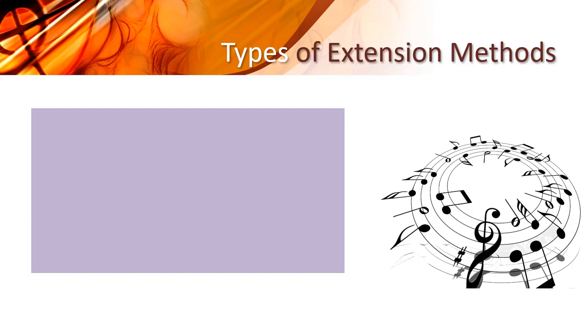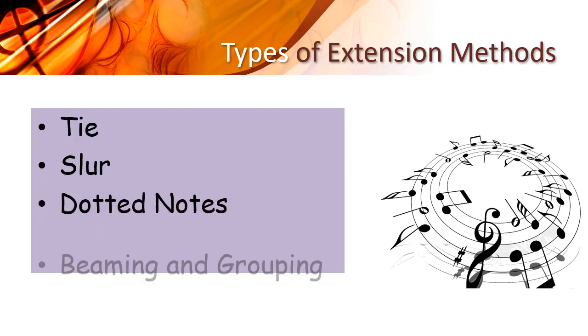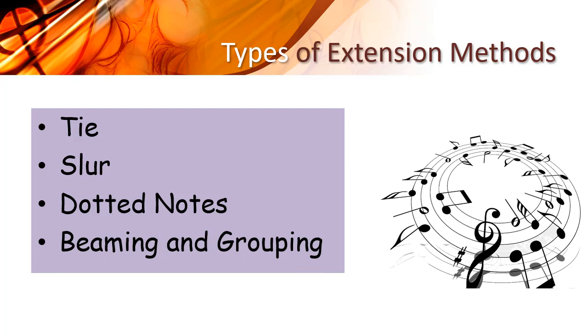So let's start by looking at the first one, which is a tie. And then thereafter, we are going to look at the next one, which is a slur. The third, dotted notes, and finally, beaming and groupings. Now we are going to go straight into these various methods and see their uniqueness and their peculiarities, and I hope you are following me because I'm going to be testing you during the course of the lesson. Now let's take the first one, which is a tie.